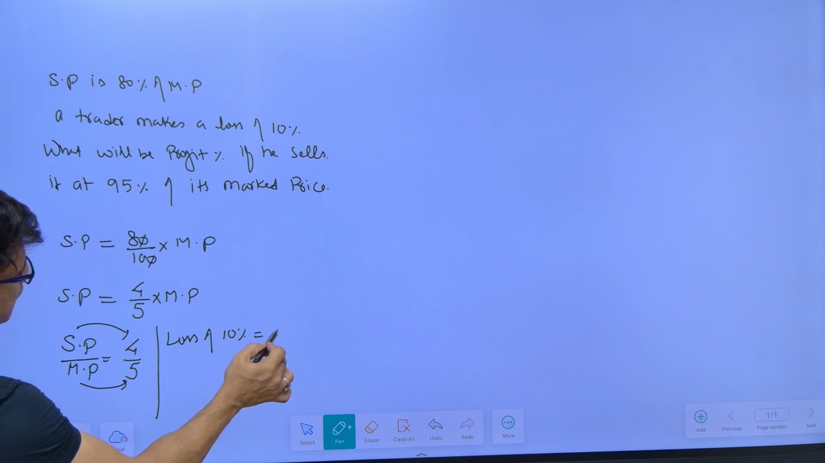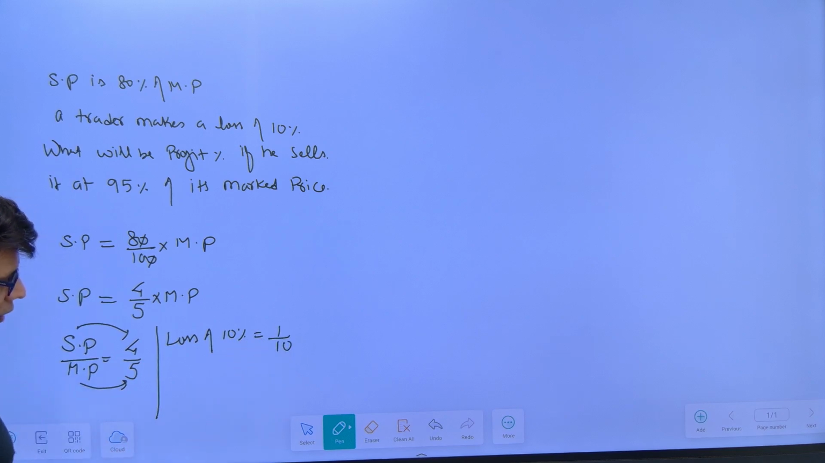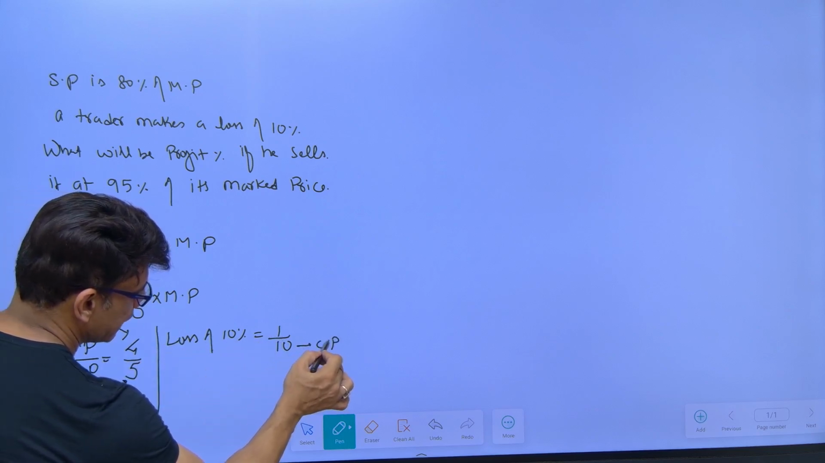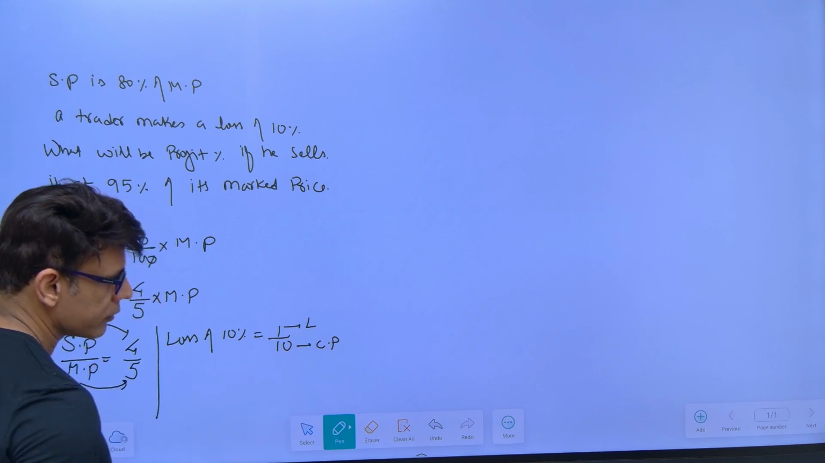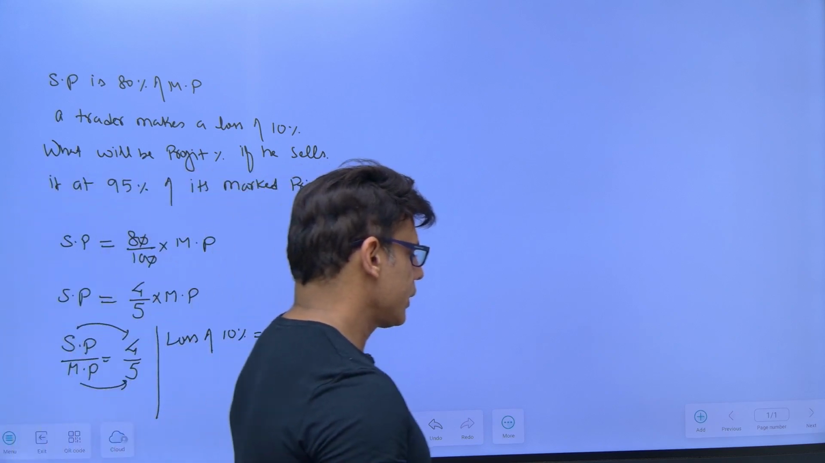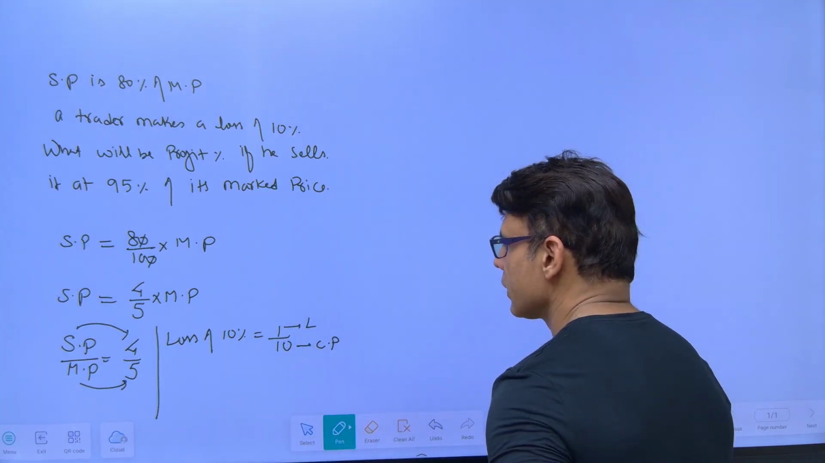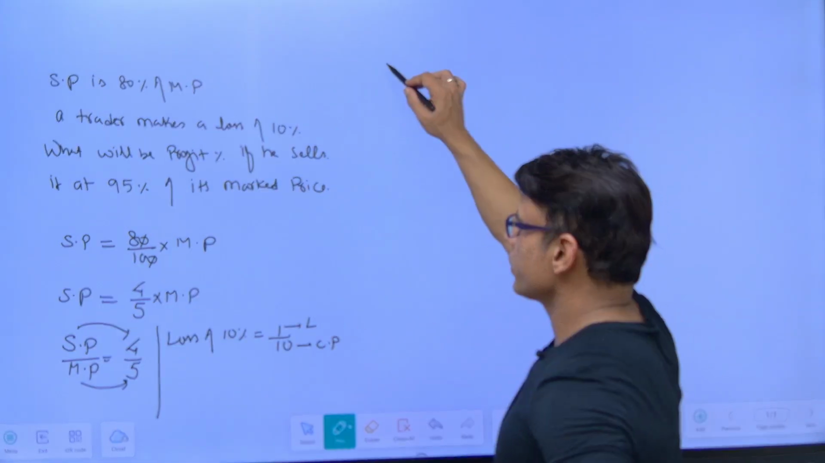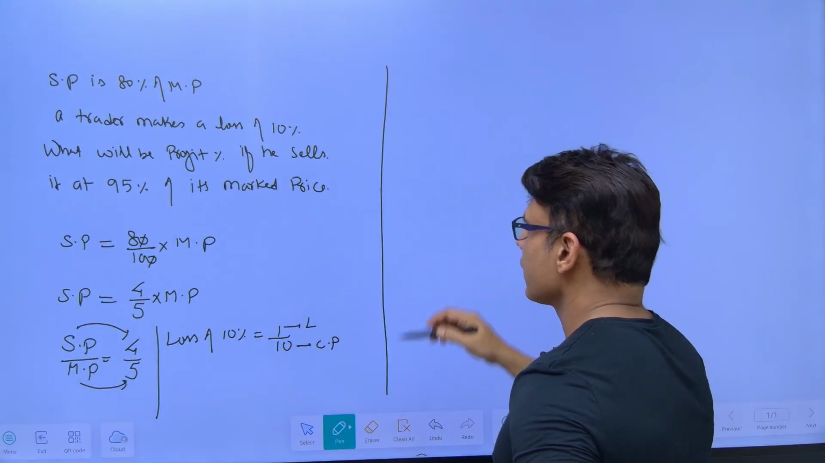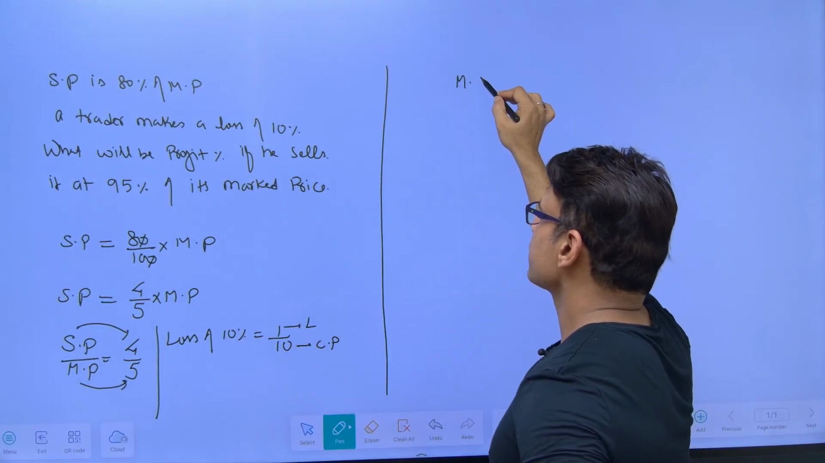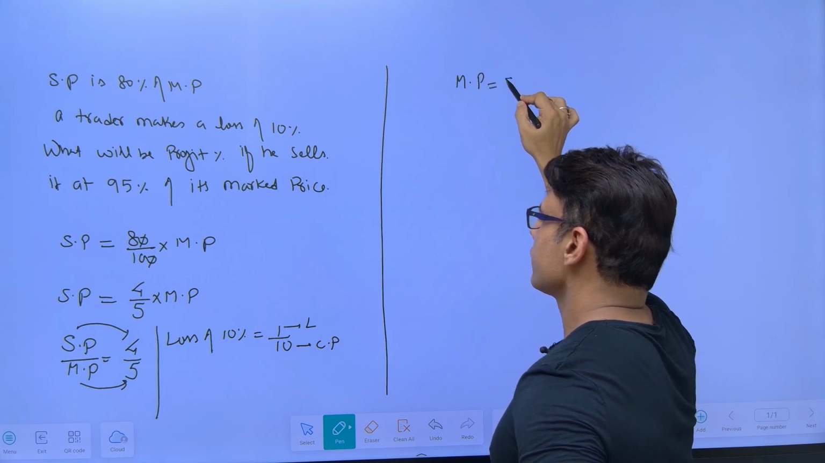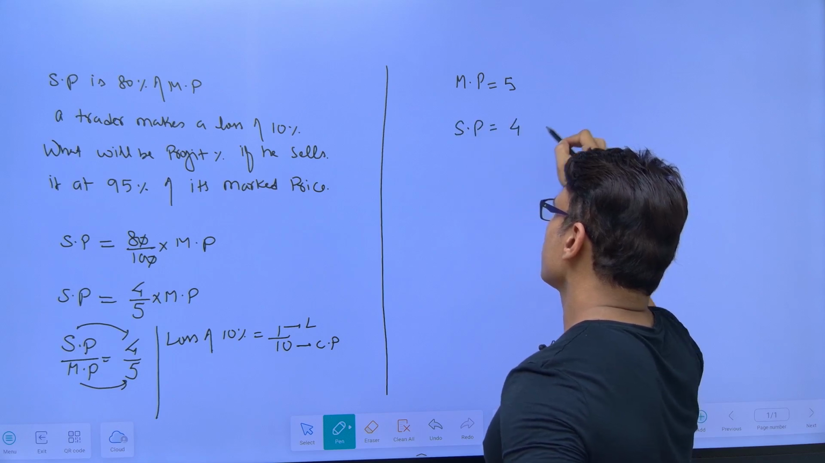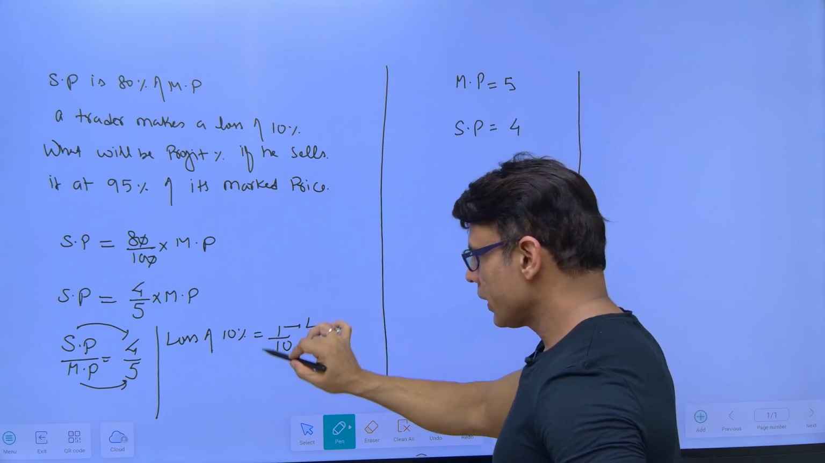10%, right? 10% is 1 by 10. So when I say loss percentage, which is 1 by 10, the denominator is always cost price, and this is loss. Now focus on this, don't write everything. Mark price is how much? 5. And when mark price is 5, selling price is what? 4.